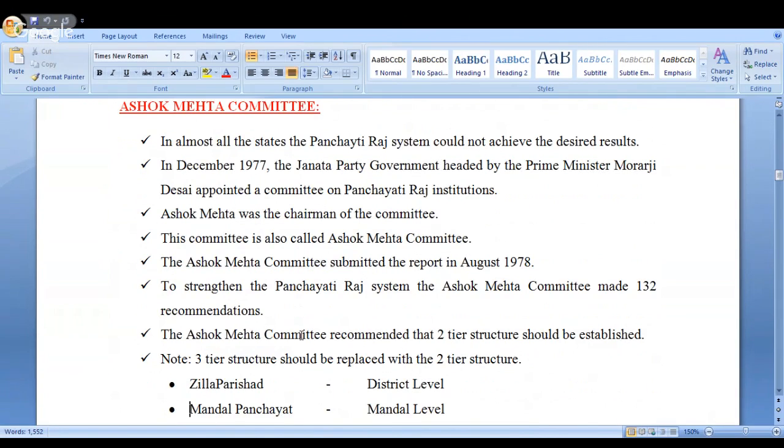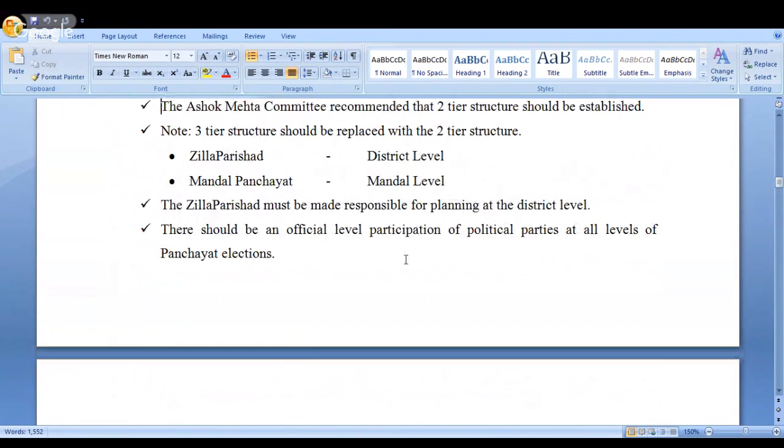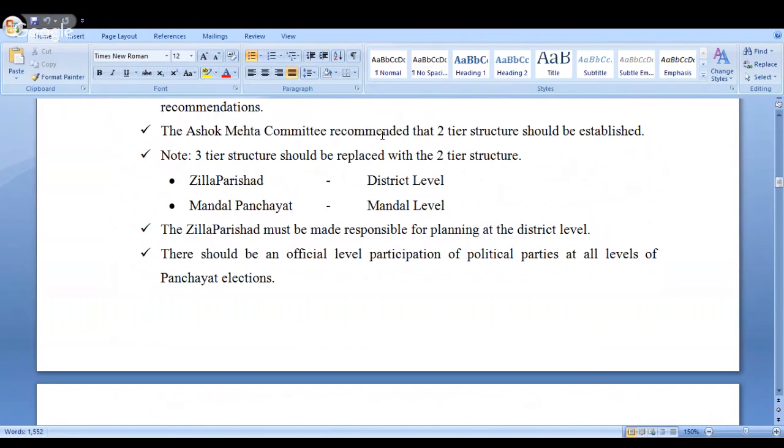Look at this. Very important point. The Ashok Mehta Committee recommended that a two-tier structure should be established. Balwantrai Mehta, three-tier committee. Ashok Mehta, two-tier committee. Look at this. So what is the structure that is recommended by Ashok Mehta? Zilla Parishad at the district level, Mandal Panchayat at the Mandal level. That's it. But otherwise, the other level, which was recommended by the Balwantrai Mehta Committee, that is the village panchayat at the village level, has been ignored by the Ashok Mehta Committee.